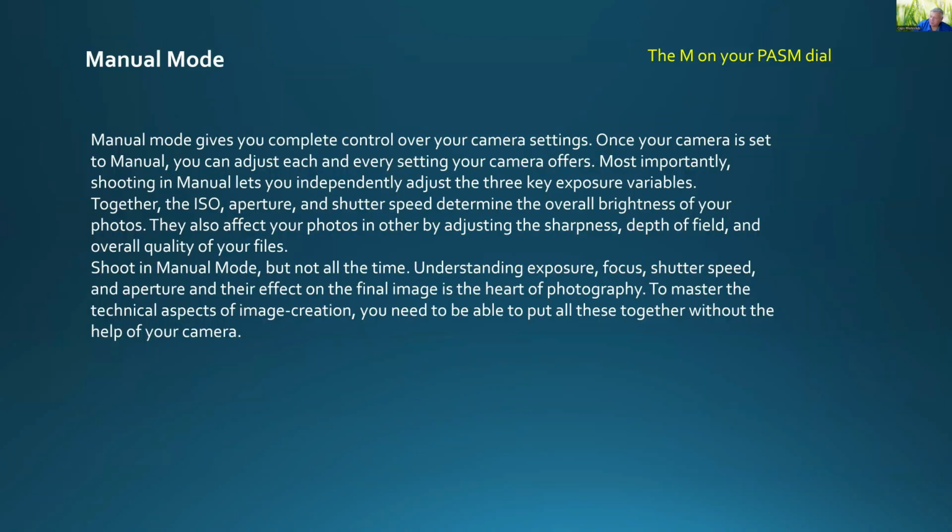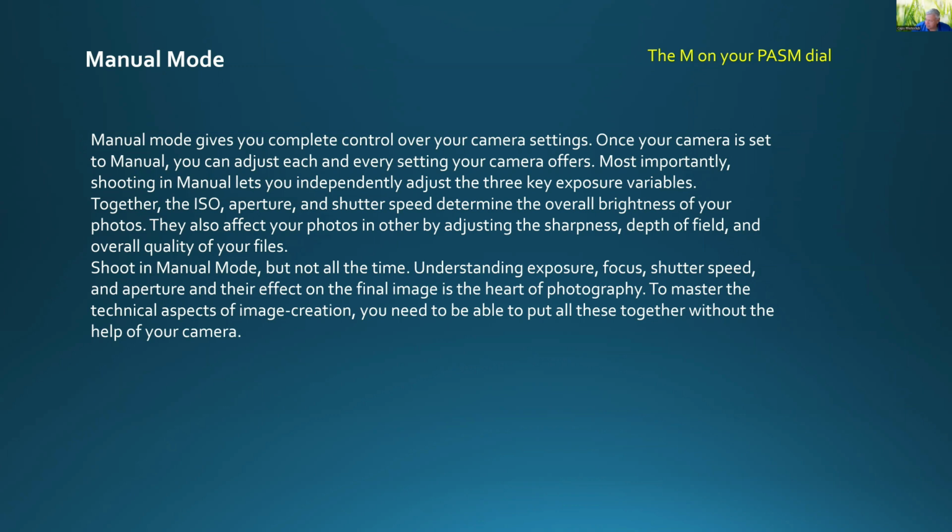So in manual mode, now you have full control over your camera settings. Once your camera's set to manual, you can adjust any of those settings, and it does come in handy. Chances are you're not going to use it all the time. Most photographers probably either use aperture or shutter priority, or maybe even the program mode. But if you can understand it and practice with it, you will find it handy.